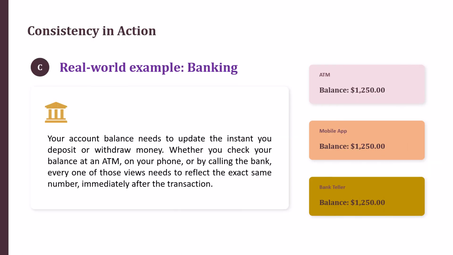Think about a banking system. Your account balance needs to update the instant you deposit or withdraw money, whether you check your balance at an ATM, on your phone, or by calling the bank. Every one of those views needs to reflect the exact same number immediately after the transaction. That is consistency in action.